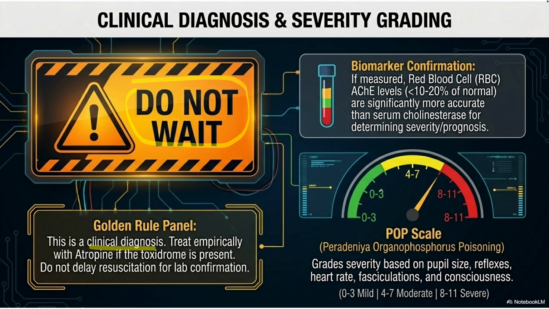Then, at the bottom, we have the POP scale, the Peradeniya Organophosphorus Poisoning Scale. This is used to estimate severity. Clinical findings like pupil size, respiratory rate, fasciculations, heart rate, and level of consciousness help categorize poisoning into mild, moderate, or severe. But remember, bedside clinical judgment is still the most important tool. In emergency medicine, the patient in front of you matters more than the laboratory value that hasn't returned yet.